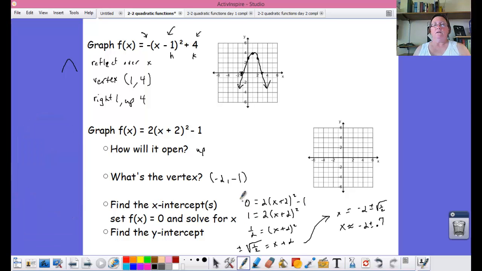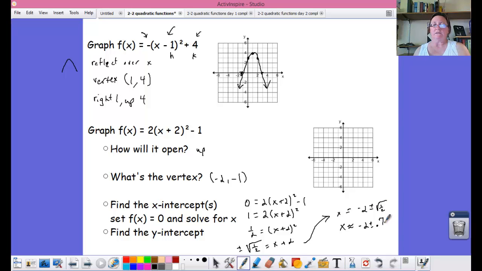Okay, I did solve that equation just by undoing things that have been done to the variable here. I came up with, and you can look at my work, but I came up with this: negative 2 plus or minus the square root of 1/2.